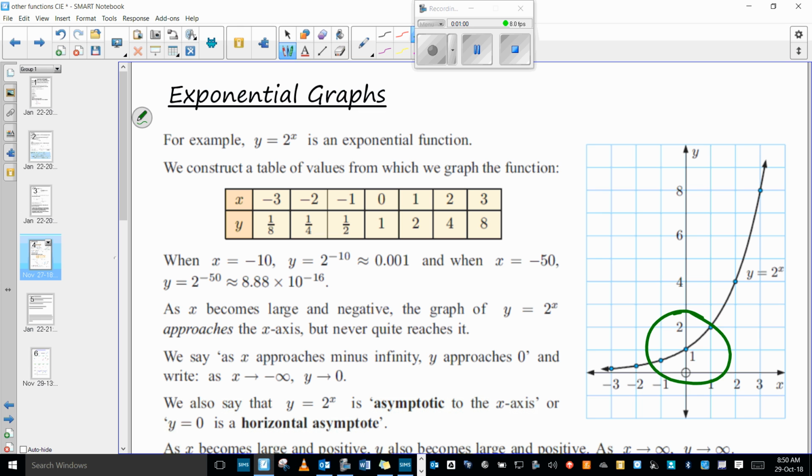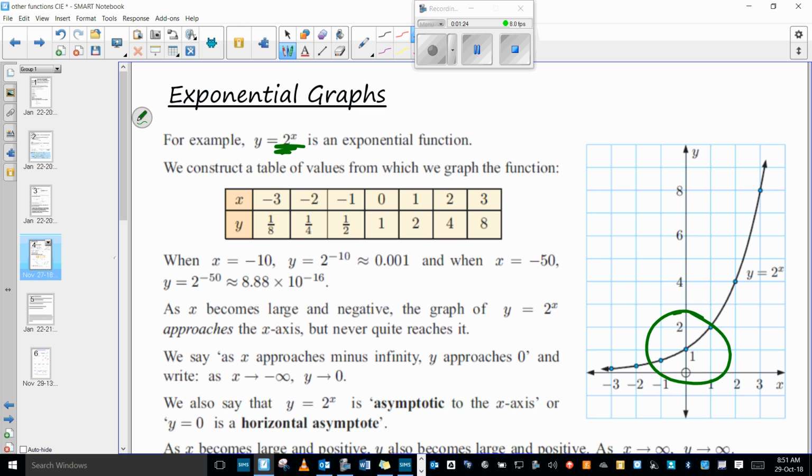Why will anything of this form always go through the coordinate (0, 1)? Because anything to the power of 0 is 1. Exactly, anything to the power of 0 is always 1. So whether this number was 0.237 or 750, if you've got something to the power of x, you're always going to go through the coordinate (0, 1).